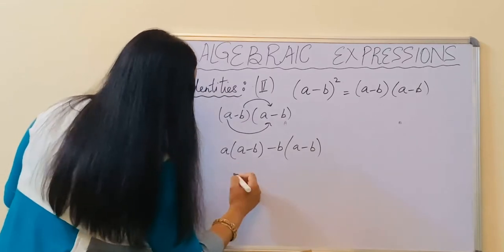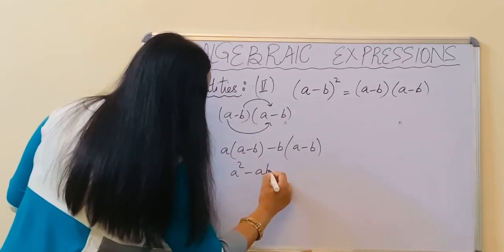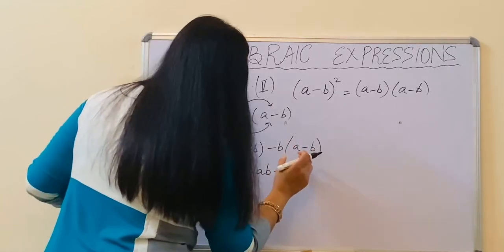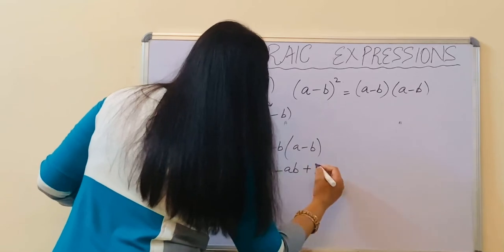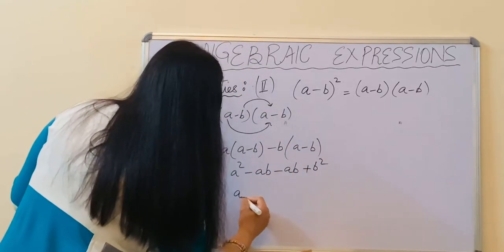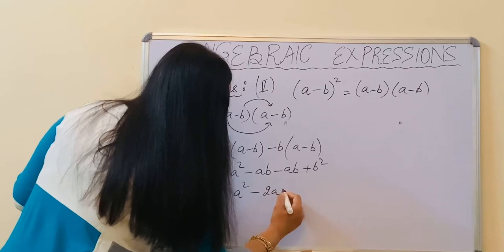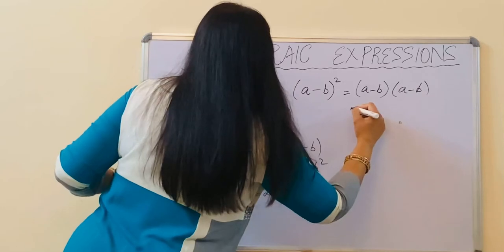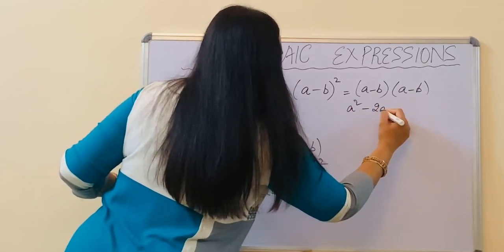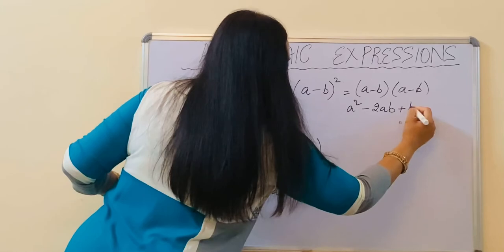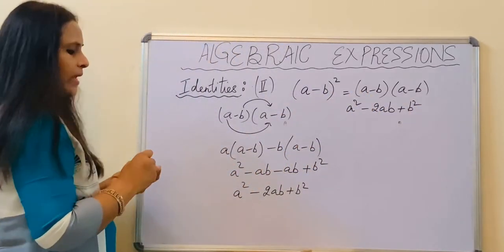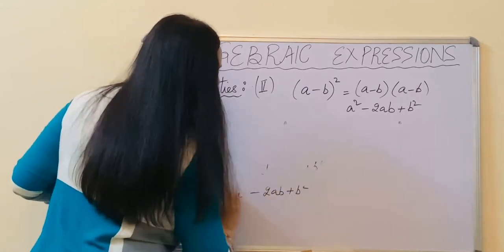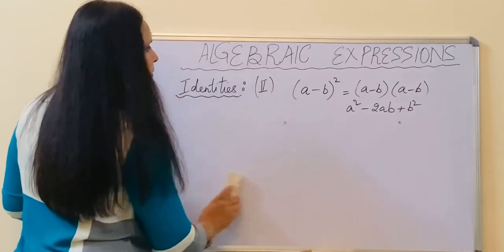Now solving it, a square minus ab minus minus plus b square. So this comes out to be a square minus 2ab plus b square. So solving this, we get a square minus 2ab plus b square. If we know the values, we can calculate this in the same way. Now, doing a sample problem for you.